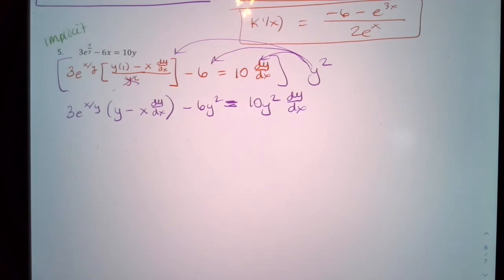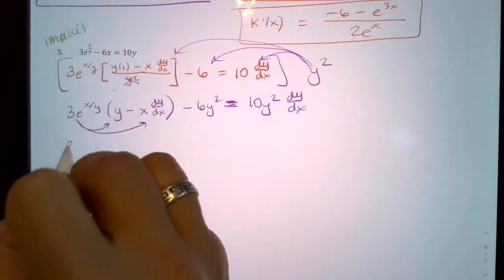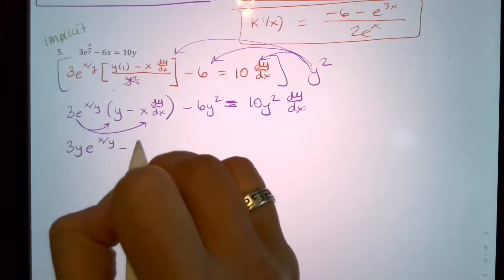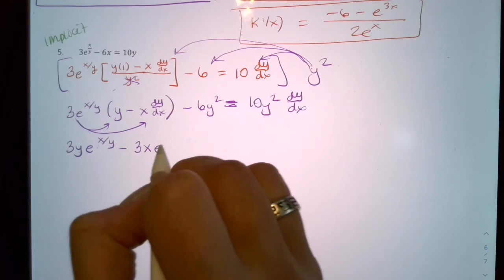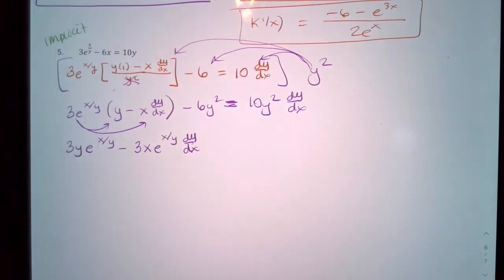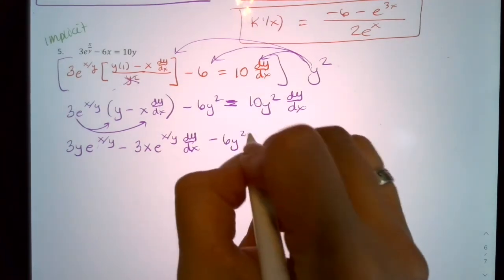I have to separate the dy dx's from everything else, but I'm not ready yet. I don't see them all term by term. This 3e to the x over y is multiplying that binomial. So let's address that. Let's actually work that in. Let's get that all cleaned up. Okay. I'm going to rewrite the rest of my terms.